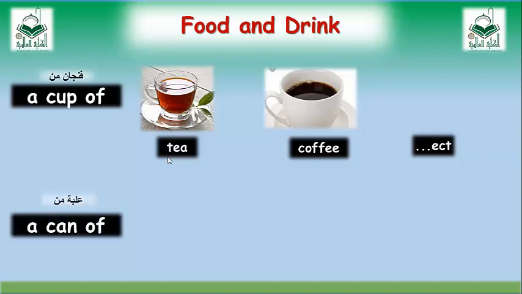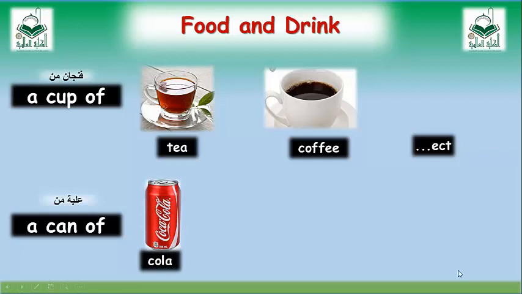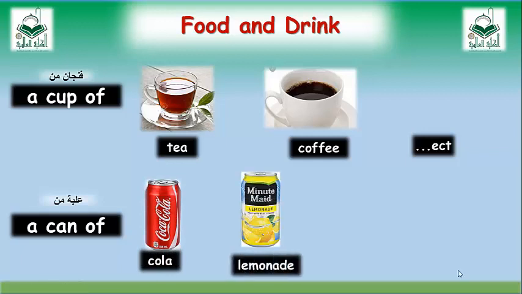And another example of these words, a can of. As I said, all of these are containers. I can put things in it. A can of cola, a can of lemonade. So I use the words a can of. Look, this is the shape of the can. A can of lemonade, a can of cola. You can say a can of tuna, it's okay.